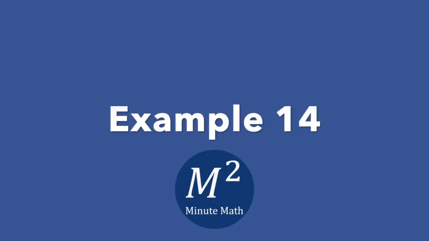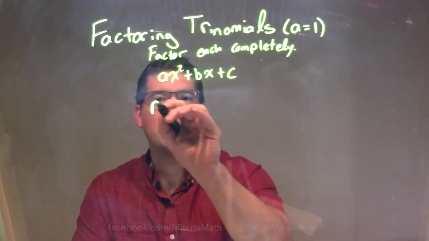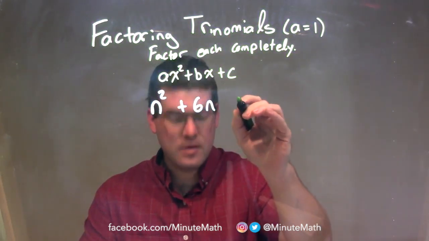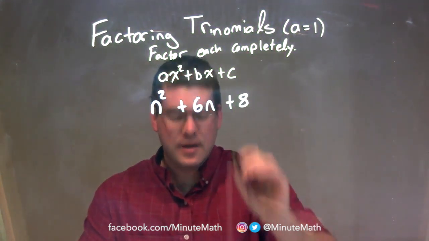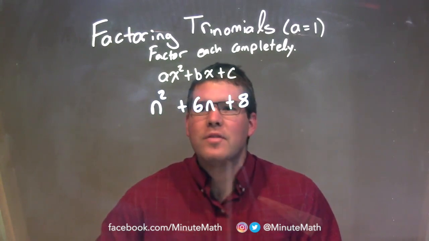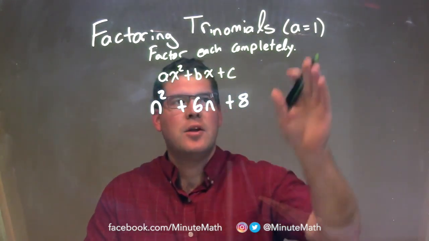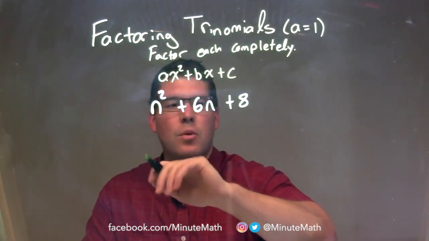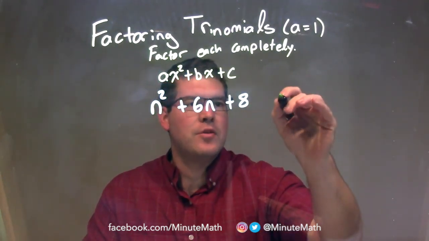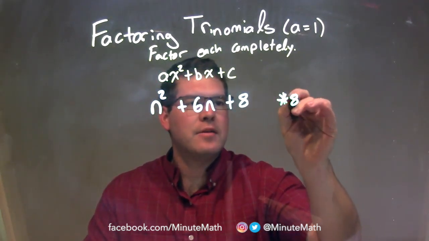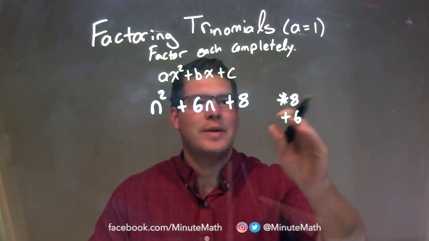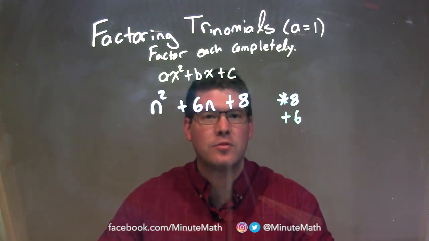n squared plus 6n plus 8. Well, looking at n squared plus 6n plus 8, I notice my a value, the coefficient right in front of our n squared, is just 1. So I can ask this question: what multiplies to be an 8 but adds to be a 6? What two numbers are we looking for?